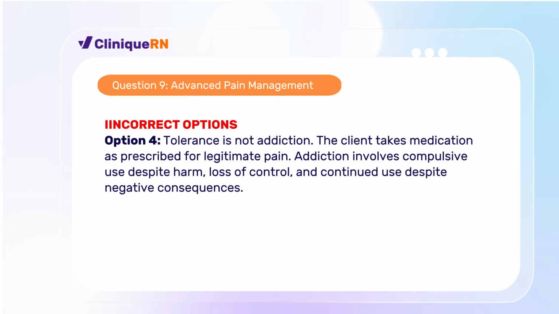Option 4. Tolerance is not addiction. The client takes medication as prescribed for legitimate pain. Addiction involves compulsive use despite harm, loss of control, and continued use despite negative consequences.